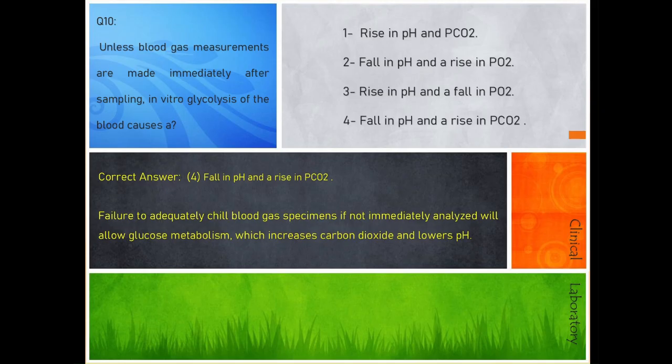Failure to adequately chill blood gas specimens, if not immediately analyzed, will allow glucose metabolism, which increases carbon dioxide and lowers pH.